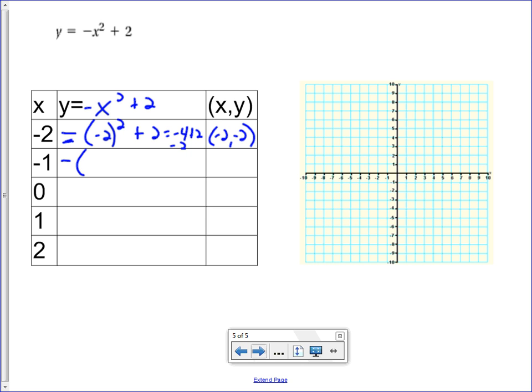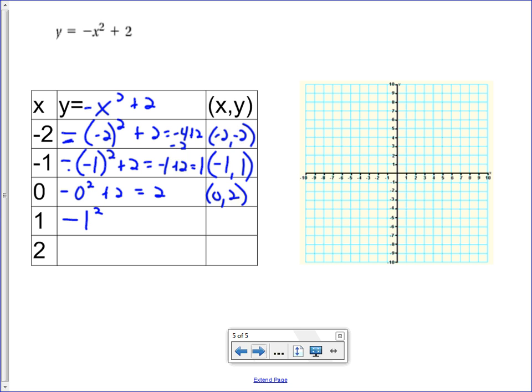The negative again, a negative 1 squared plus 2. So negative 1 squared is positive 1. This negative makes it negative, so it's going to be negative 1 plus 2, which is a positive 1. So I'd have a negative 1, positive 1. If you put in a 0, I'd have a 0 squared, which is 0, plus 2 is a 2. So I got a 0, 2. If you put in a 1, I'd have a negative 1 squared. So 1 squared is 1, but the negative makes it a negative 1. Plus 2 gives me a 1. So I'd have a 1, 1.